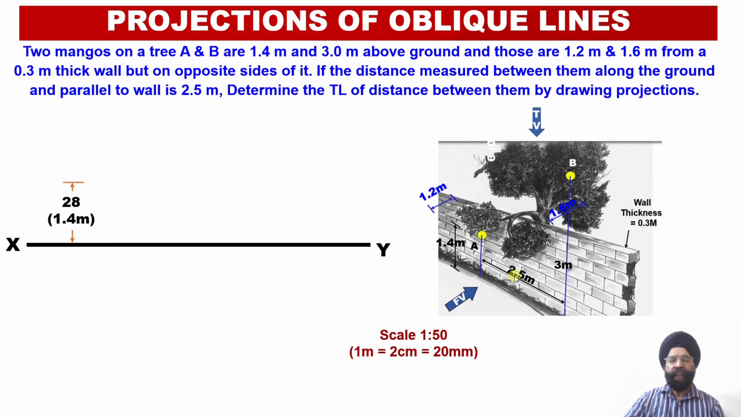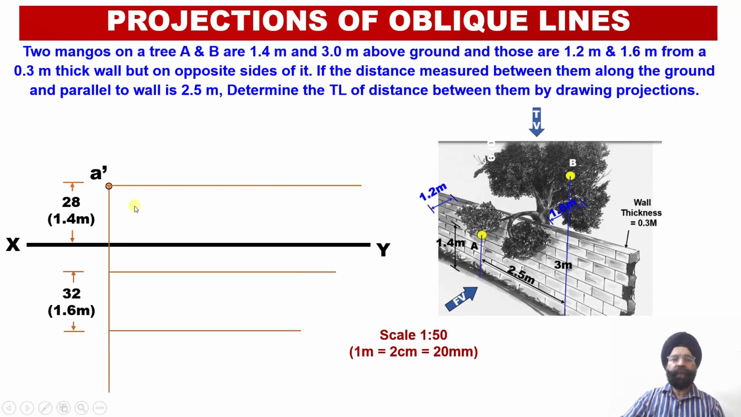So we are going to start with the construction of the projections in the front view. The height of object A, or the mango A, above the ground happens to be 1.4 meter. This we have observed in the front view. Next, we can draw a horizontal locus line over here, so that we will be getting the location of the point A dash in the front view. So A dash has been located 28 millimeter above the ground.